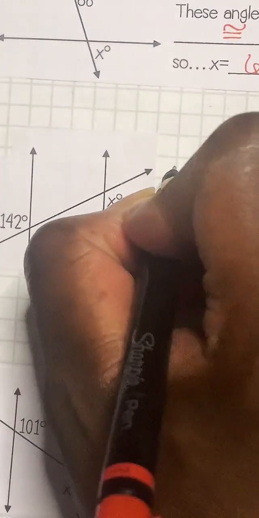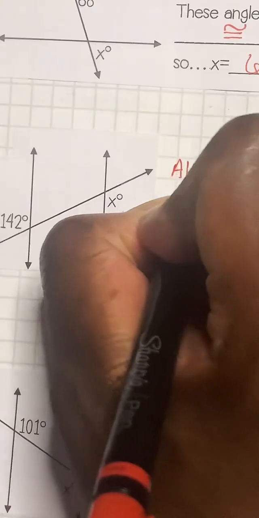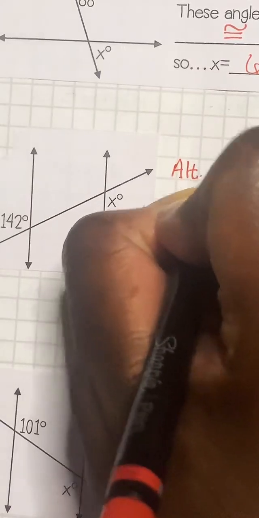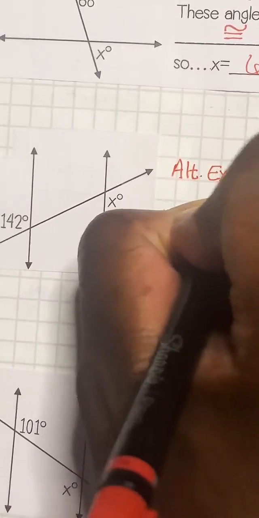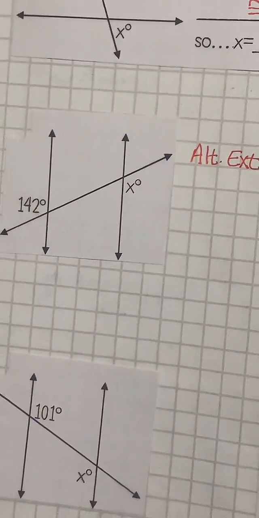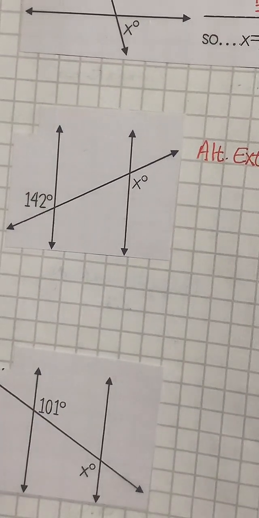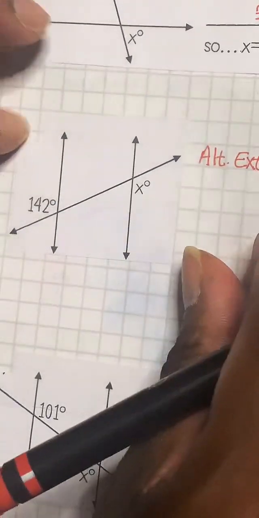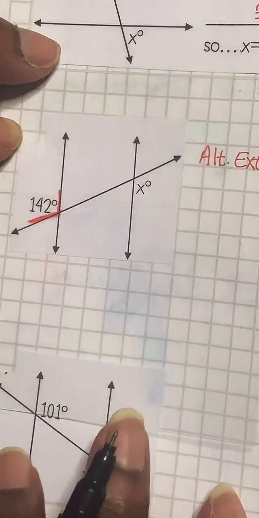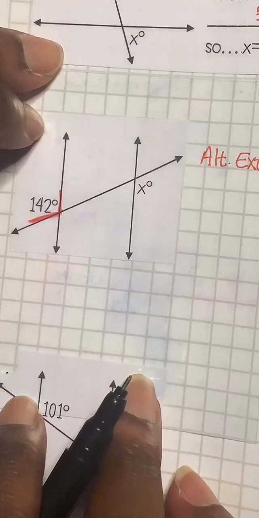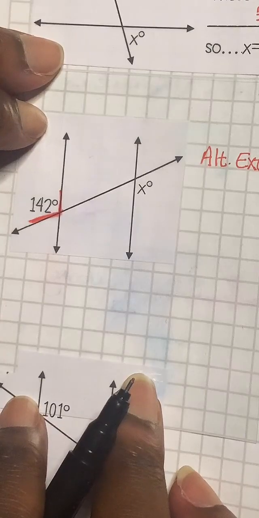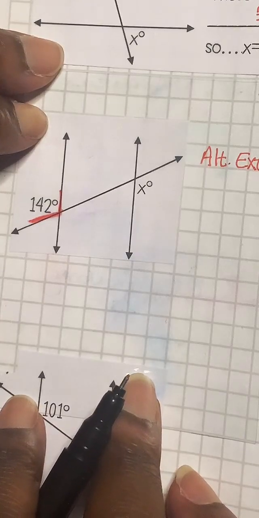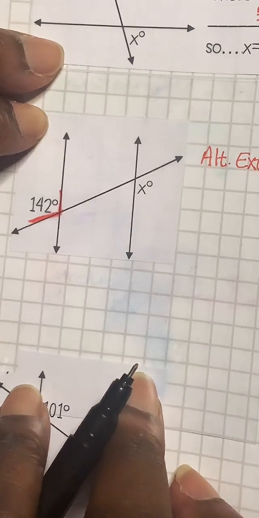So I'm just going to write here real quick: alt exterior. All right. And then alternate exterior angles, are they congruent or not? Okay. So they are congruent.